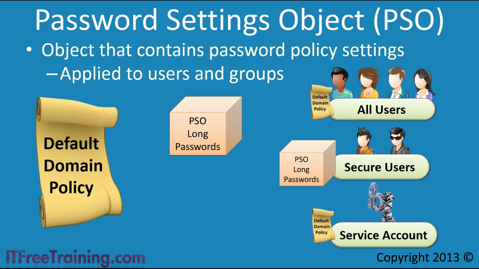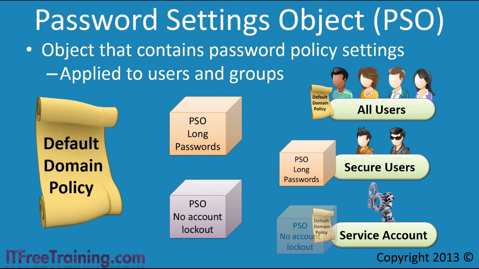You may also have other users that you want to apply different password settings to. For example, you may want to make sure that any service accounts that you have created on the network do not get locked out, for example, if they were to become locked out because the password expired. To do this, you could create another PSO with password settings that would not allow the account to become locked. This PSO is then applied to the service accounts. You can see that using PSOs gives you a lot of freedom. Any user that is not affected by a PSO will obtain the settings found in the default domain policy.